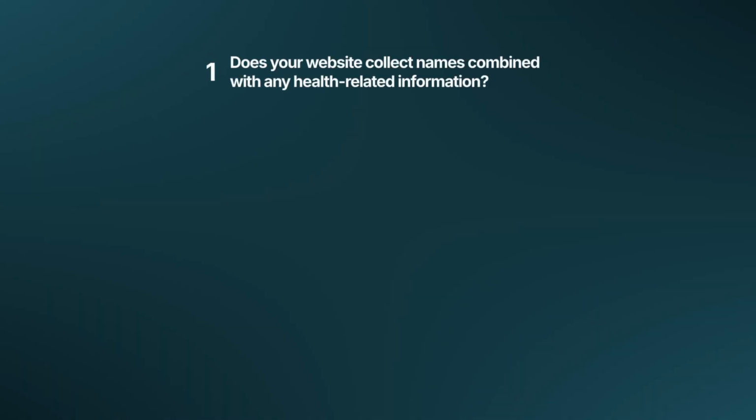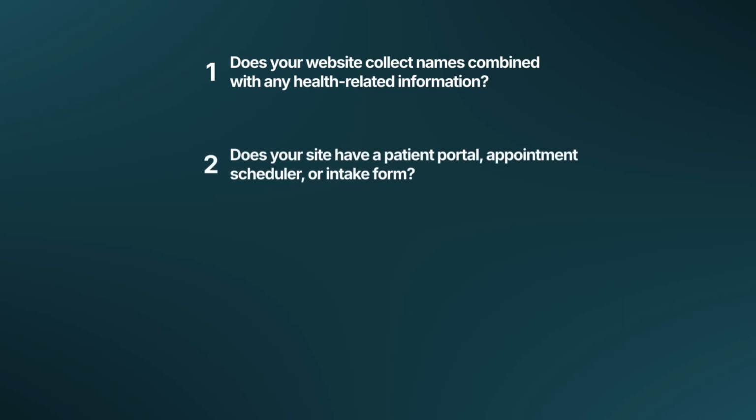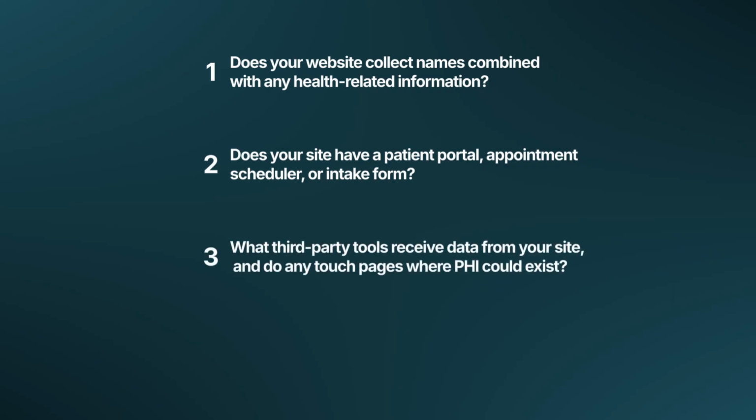Number 1, does your website collect names combined with any protected health information or intent that could reveal those? Number 2, does your website have a patient portal, an appointment scheduler, or any type of intake form? Number 3, what third-party tools are actually active on your website? And what specific pages may be in violation of PHI? And number 4, what do your URL structures reveal about the intent behind the visitors that go to those pages? Answer all these questions and put them into a Google Doc.